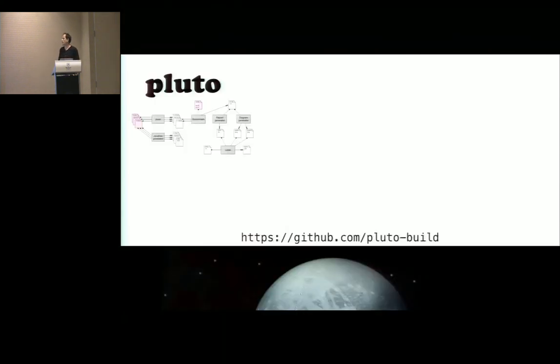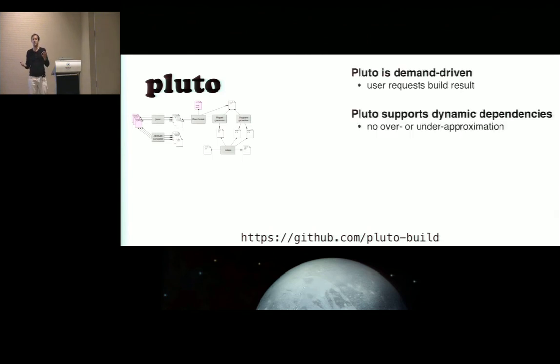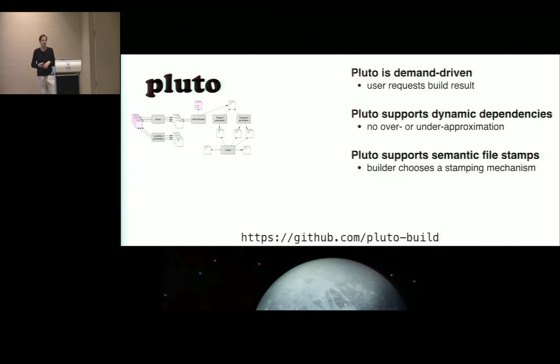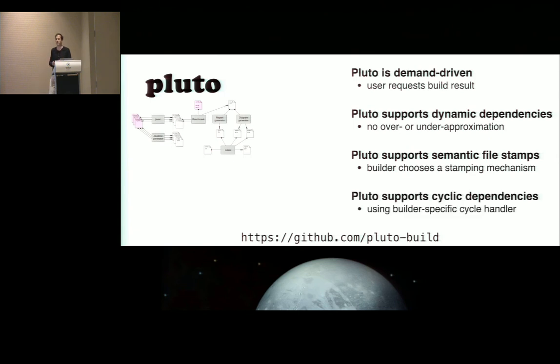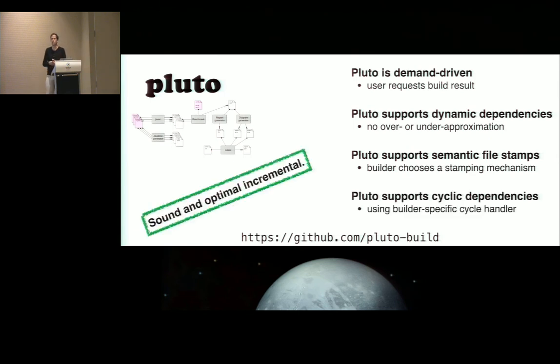So to conclude, I presented an incremental build system called Pluto, which is demand-driven. It uses dynamic dependencies to allow you to precisely describe your dependencies, not requiring you to statically over-approximate them. We have semantic file stamps, which I didn't have time to talk about, and we also support cycles. And we have a soundness proof.